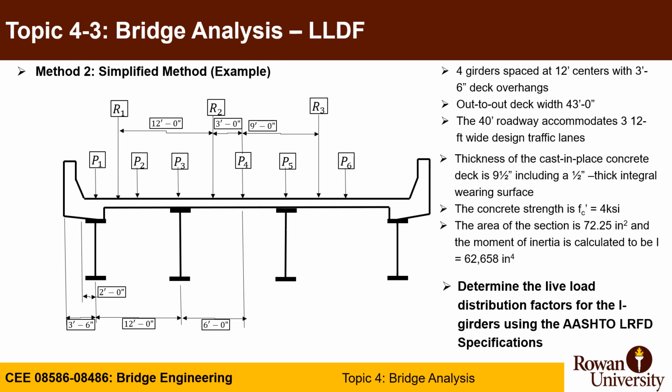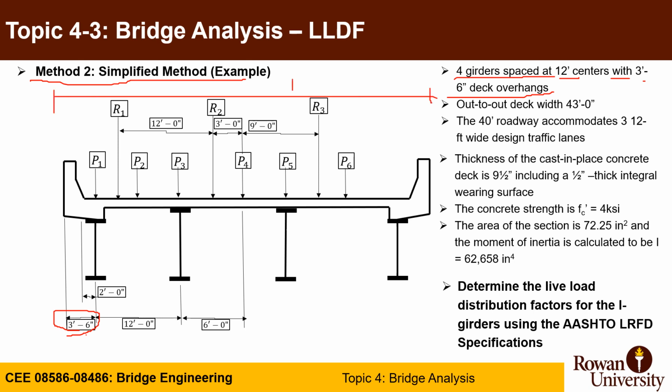So in order to calculate the simplified method, we came up with this example here. If you can see, we have four girders spaced at 12 feet centered with 3.5 bridge overhang, 3.5 feet. The distance out to out is 43. The roadway width is 40 feet.